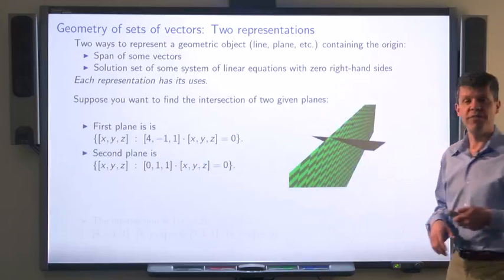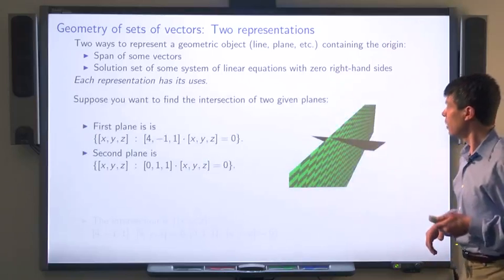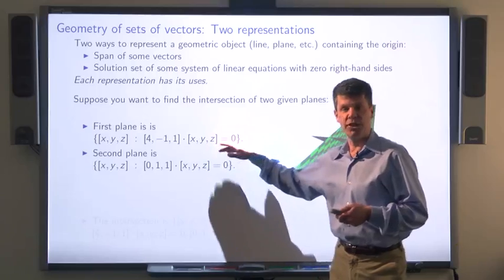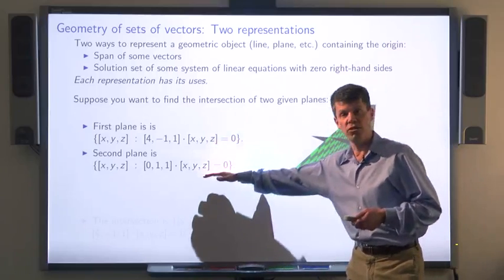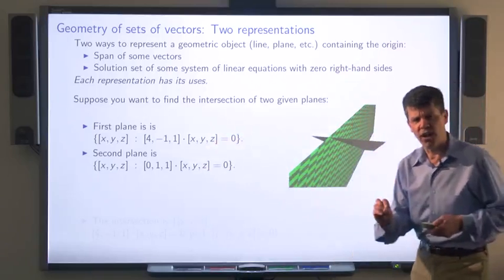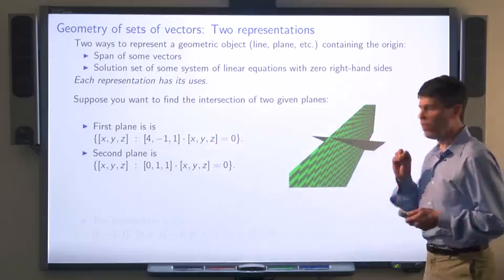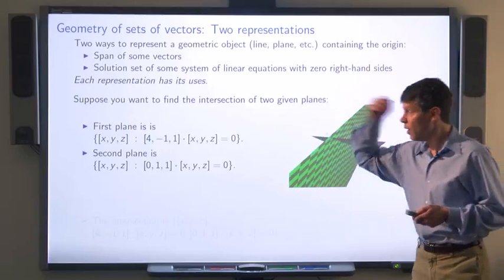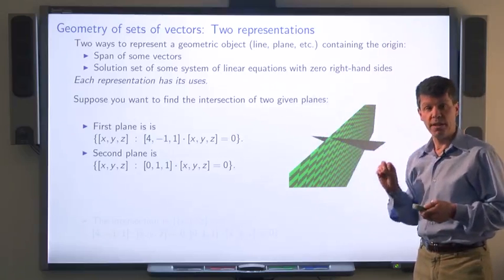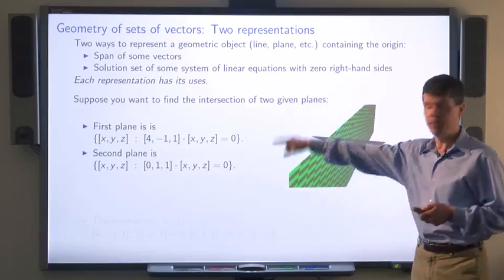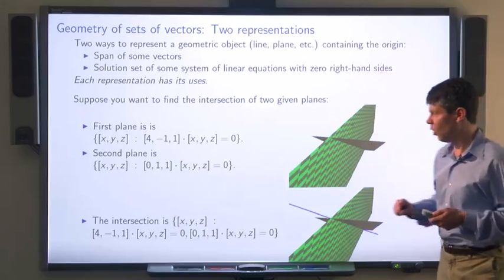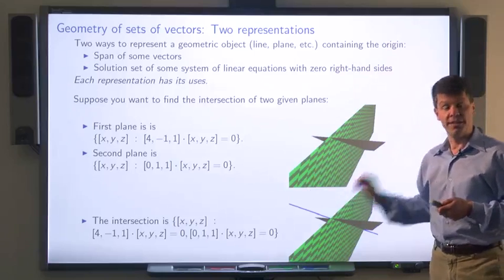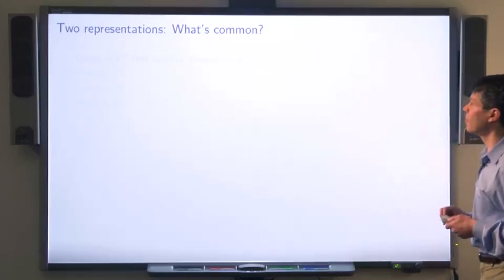Now, suppose I want to find the intersection of 2 planes. Well, let's say I've represented one plane as the solution set of this linear equation. I've represented the other plane as the solution set of another linear equation. How can you find a representation of the line that is the intersection of these 2 planes? It turns out you want the points, the triples x, y, and z, that satisfy both these equations. So by using this representation, we can get the line that's the intersection of these 2 planes.